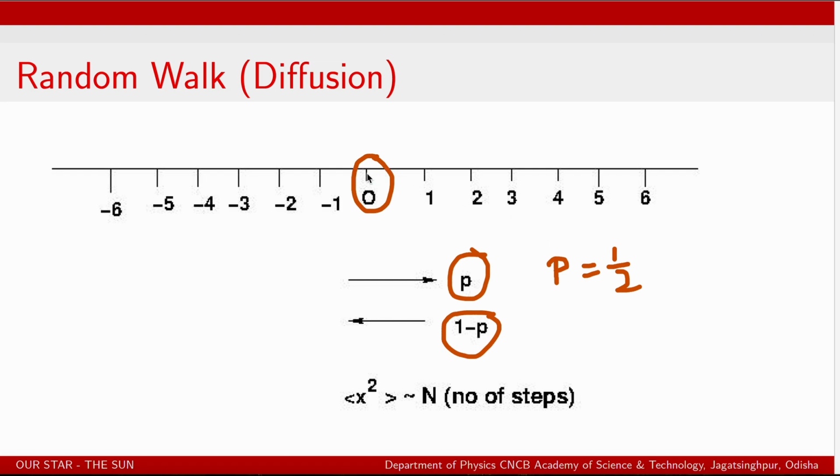So if from 0 the person goes to 1, again from 1 it can either go to 2, or it can come back to 0. It can go to 2 with probability p, and it can come back to 0 with probability 1 minus p. So this kind of walk proceeds like this. So it's a random walk.